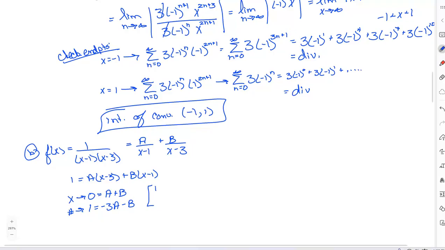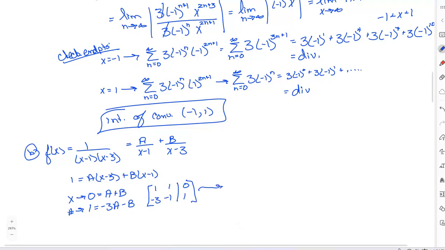I'm plugging this into an augmented matrix. First row is going to be 1, 1, 0. That represents a plus b is equal to 0. The second row is going to be negative 3a minus b equals 1. So it's negative 3 and negative 1, 1. Now I am going to do this off screen on my calculator. I'm going to type that in. I'm going to do RREF.